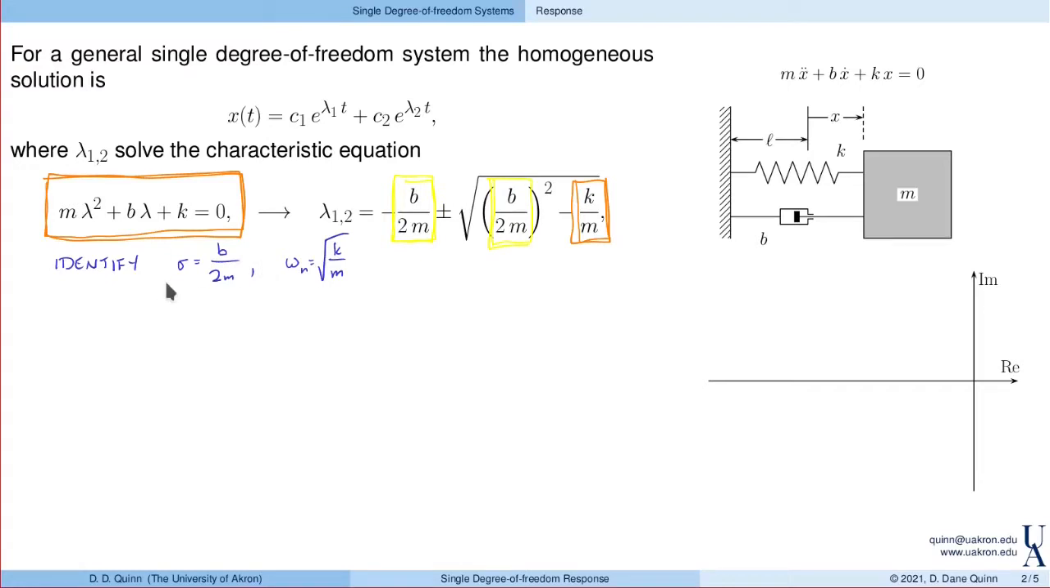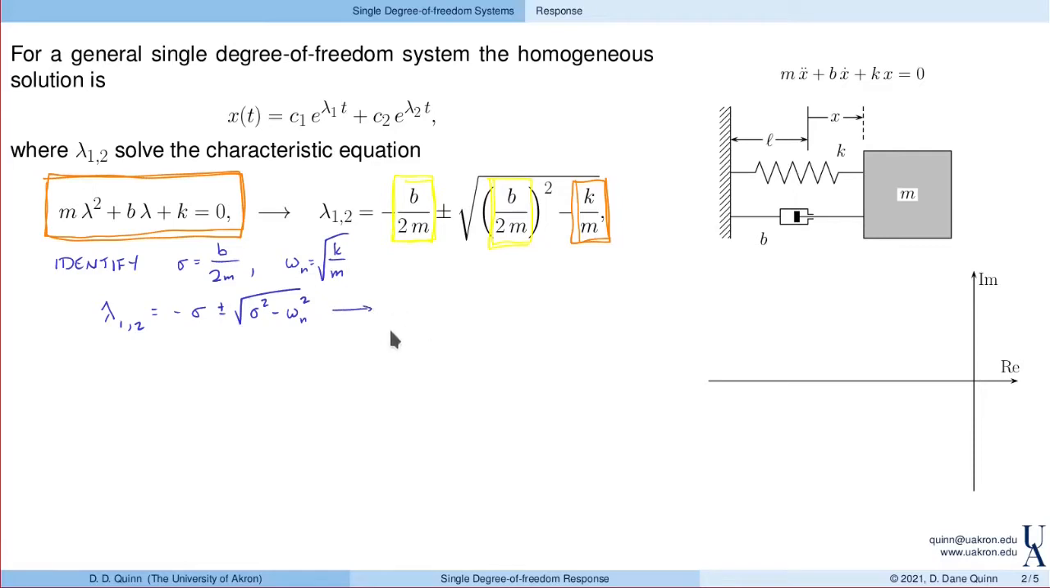When I do that, I can rewrite these solutions to this characteristic equation as lambda 1 or lambda 2 is minus sigma plus or minus the square root of sigma squared minus, and then since omega n was the square root of this, this is just omega n squared.